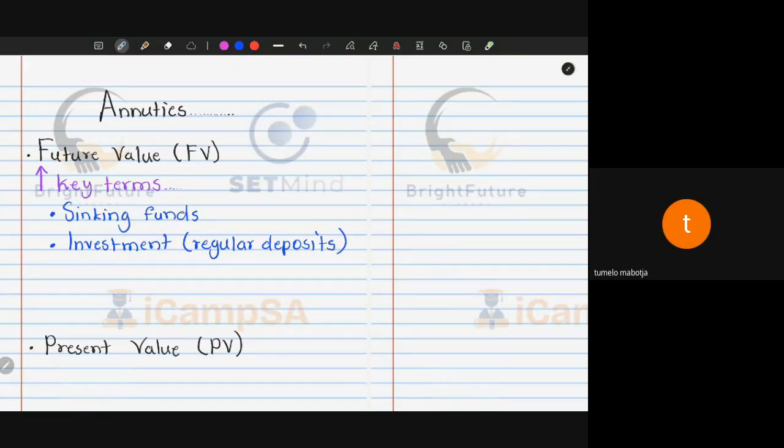Yep. Do we have anyone else who remembers another term that we should not forget? Another one, savings. So once they mention savings, but they also speak about deposits, our brain should tell us what? Future value.